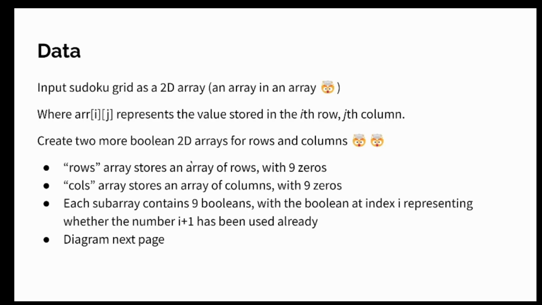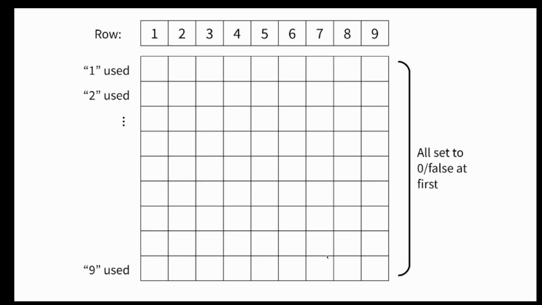Okay, and we create two more Boolean 2D arrays for the rows and columns. Rows stores an array of 9 zeros, columns store an array of 9 zeros. Zeros are just a placeholder for blank. And this is what it looks like.